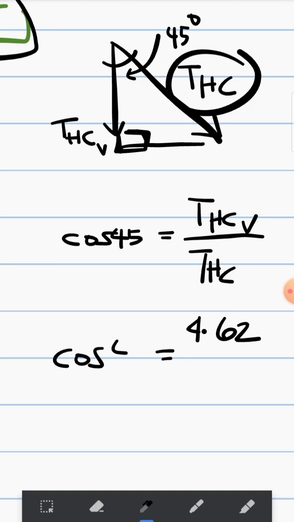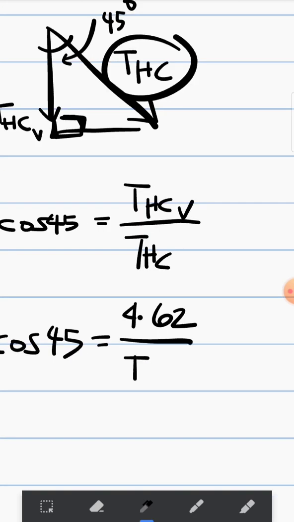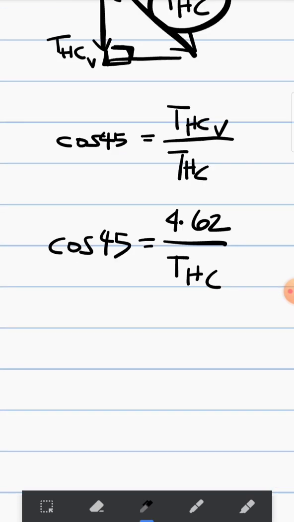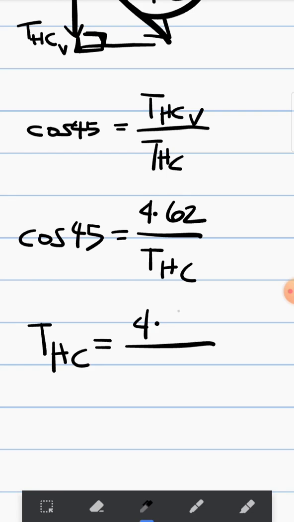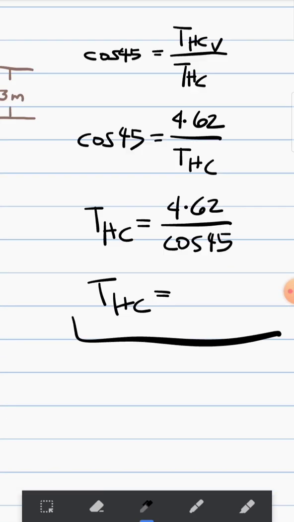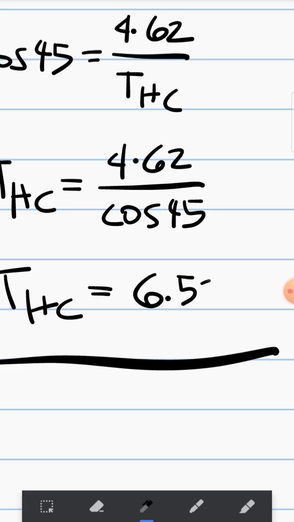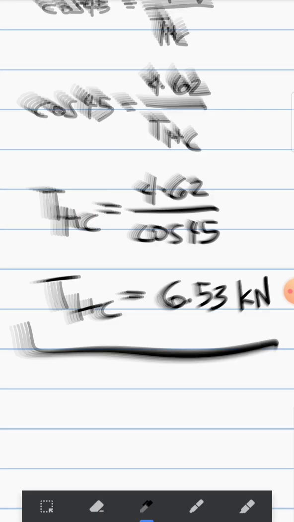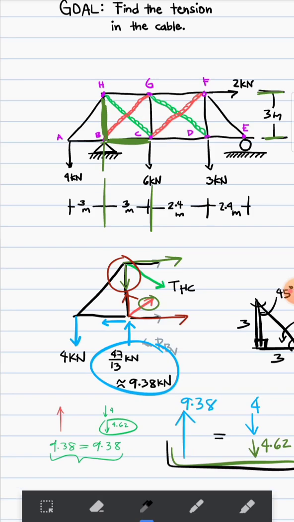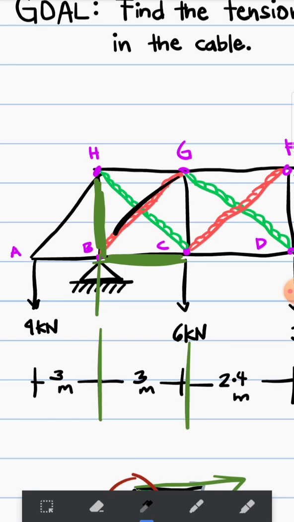And since we know this information, we can now solve for the tension cable HC is carrying. And that turns out to be 4.62 all over cosine 45. THC must be about 6.53 kilonewtons. So this is how you find the tensions.